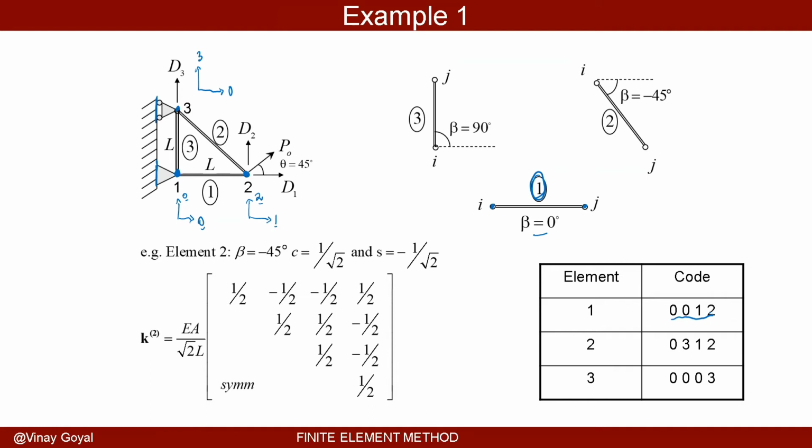Now I want to examine carefully. Oh, I erased that. I shouldn't have. I want to examine element 2. Element 2 connects I and J. And if I look at beta, that beta is minus 45 degrees, right? Because I'm defining this beta about the I node and the x-axis. And that's clearly minus 45 degrees.